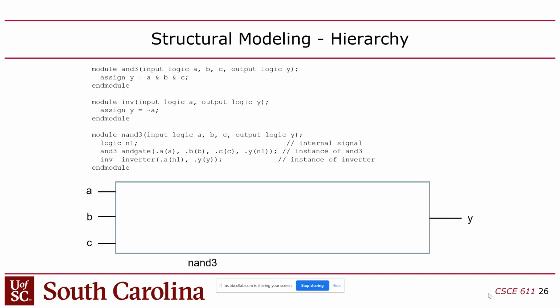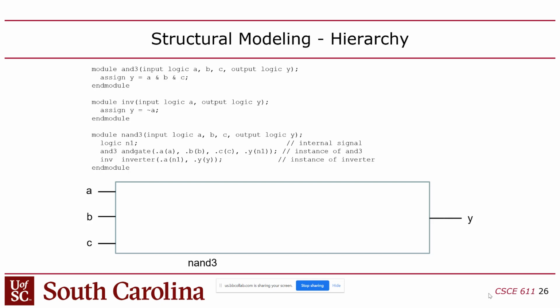Okay, so let me show you a better example here. I'm pretty proud of this. I've come up with this little graphical way to show this. So I've got three modules now. I've got AND3, inverter, and NAND3. NAND3 is the top. Those other two guys are internal.